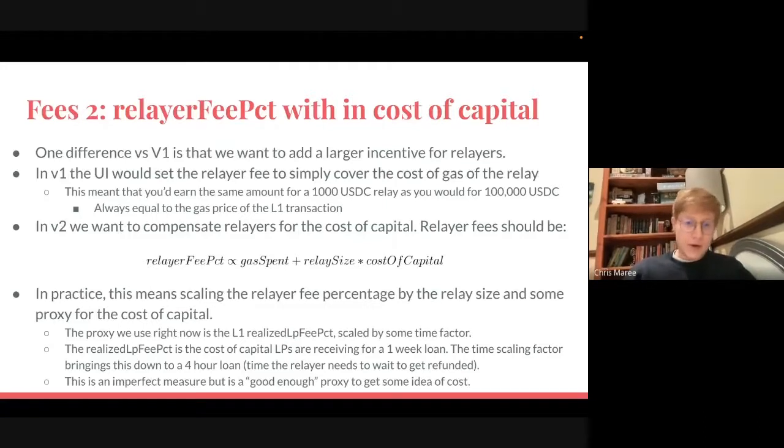Okay, so the takeaway from the slide: relayer fee percent in Across v2 should have more incentives for relayers. This is going to be the hardest problem with Across v2, getting relayers to come online. And if we pay them more money, then they'll probably do that.